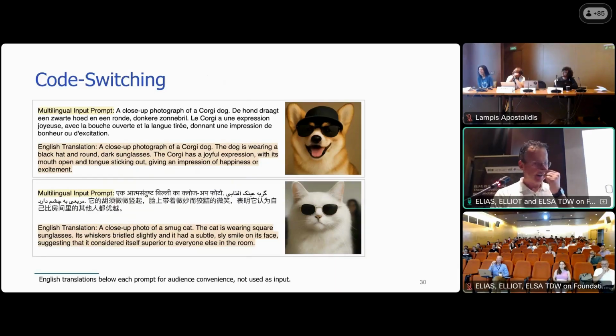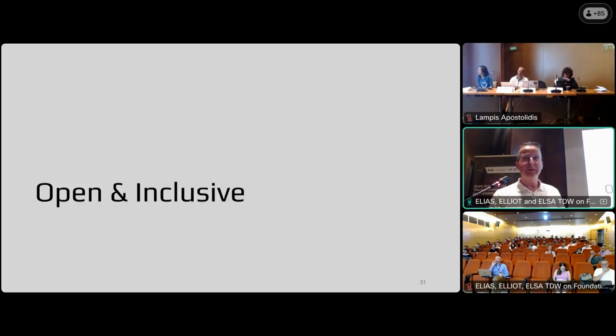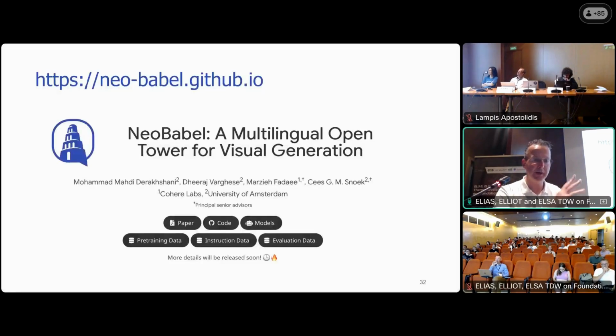And then last but not least, because open is an important driver in the ELLIOT program, we make everything available. The website is already in there, but Mohammed is working hard with Diraj to make the rest of the data available very soon as well. So code, checkpoints, all the data, the benchmark extensions, everything.